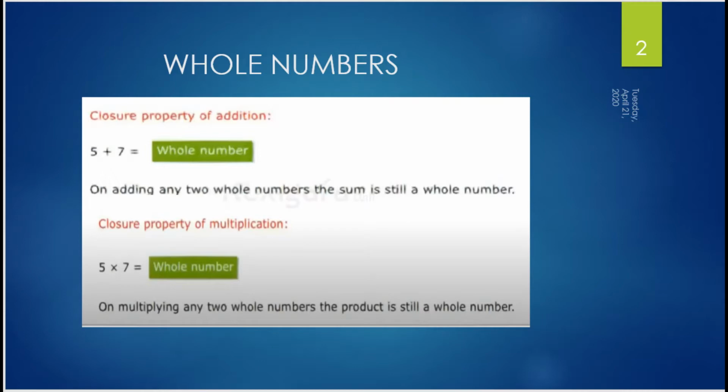Then comes the closure property of multiplication. Closure property of multiplication says that on multiplying any two whole numbers, the product is still a whole number. As you can see, if I multiply 5 with 7, you all know that the answer will be 35. 35 itself is a whole number. So any two whole numbers, if they get multiplied, the product will still be a whole number.